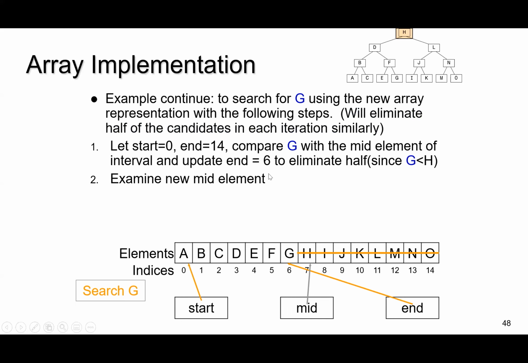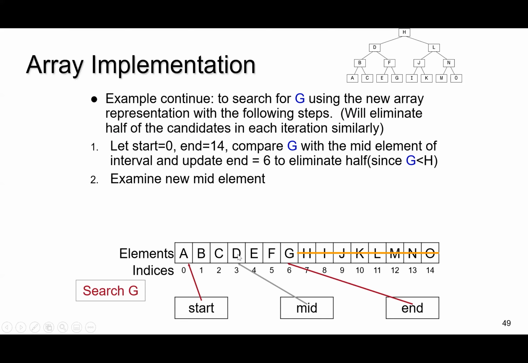And then if I change my n, I need to calculate my new mid again, because now the boundary that I'm going to search in the array is from 0 to 6 only. So how to calculate mid? Use the same formula. 0 plus 6 divided by 2, you get 3. So my new mid is 3, and the value here is D, right?